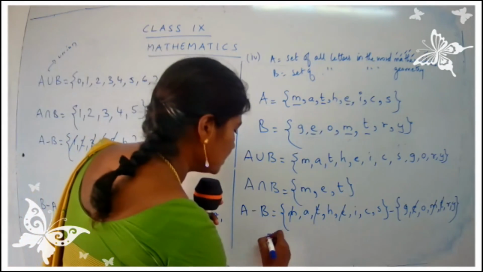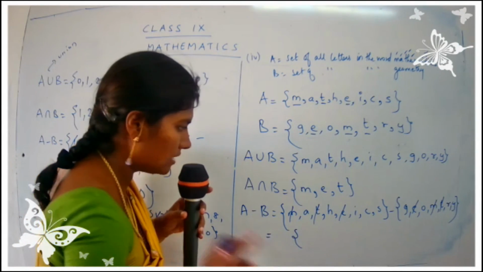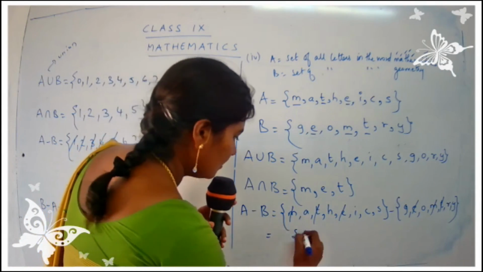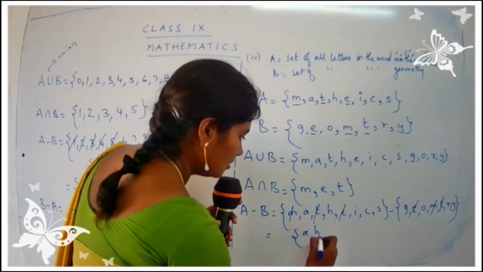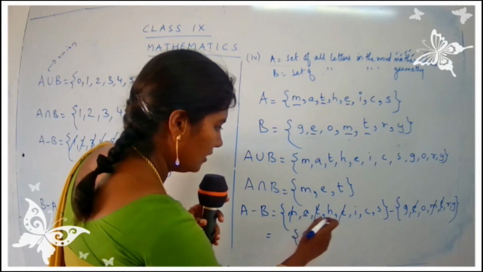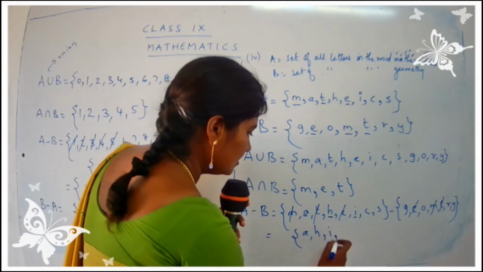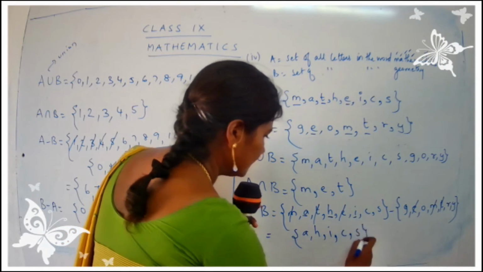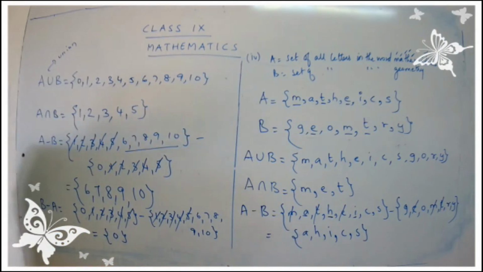So what is the answer? What is left in A, children, now? What is left in A? A, H, I, C, S. A minus B is A, H, I, C, S.